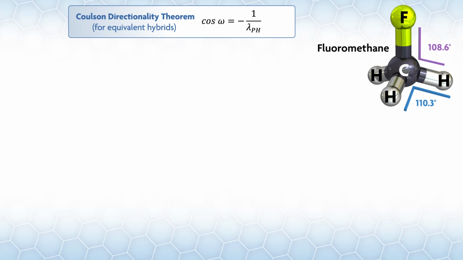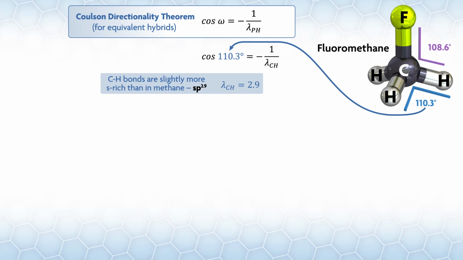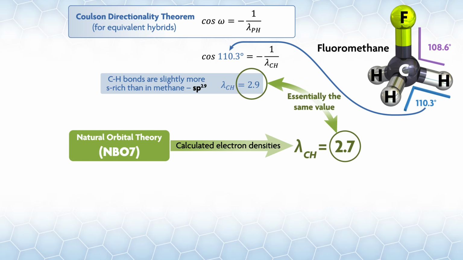We have equivalent HCH bonds, so we can start again with a simplified Coulson directionality theorem for equivalent bonds. We get that the hybrids are slightly more S-rich than in methane, at lambda CH equals 2.9. We can check values like this using natural bond orbital theory.